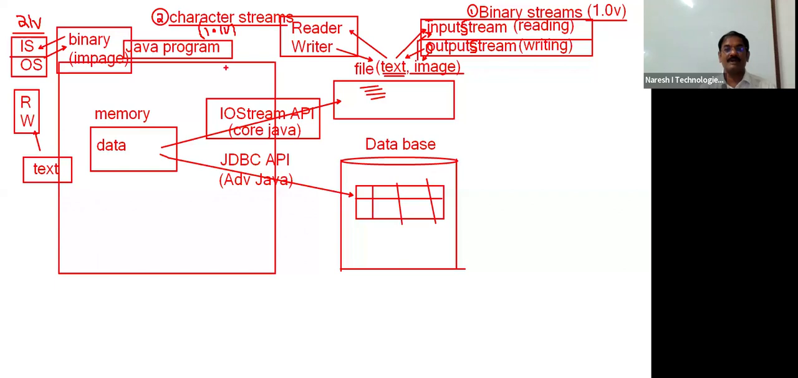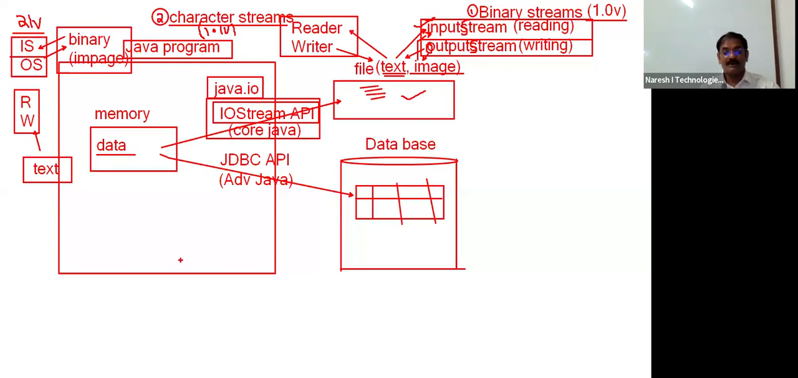So the final conclusion: from my Java program, if I want to save my data permanently inside a file, then use what? The IOStream API. API is nothing but predefined classes. Where are those predefined classes available? In which package? If you want to use the IOStream API, I must use a special package called java.io.